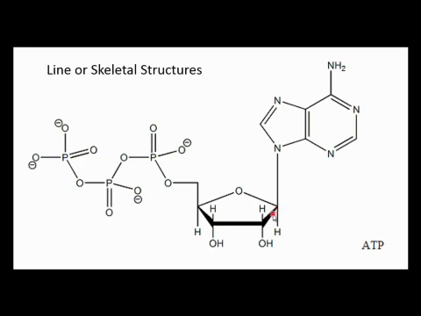Another interesting element of the structure is these deeper lines. These are meant to give some kind of three-dimensional representation. So this is meant to be coming out towards you, coming out in front of the page, and then going back into the plane of the page. In the next slide, we'll see how to interpret where the carbon atoms are, because there are many carbon atoms in ATP.